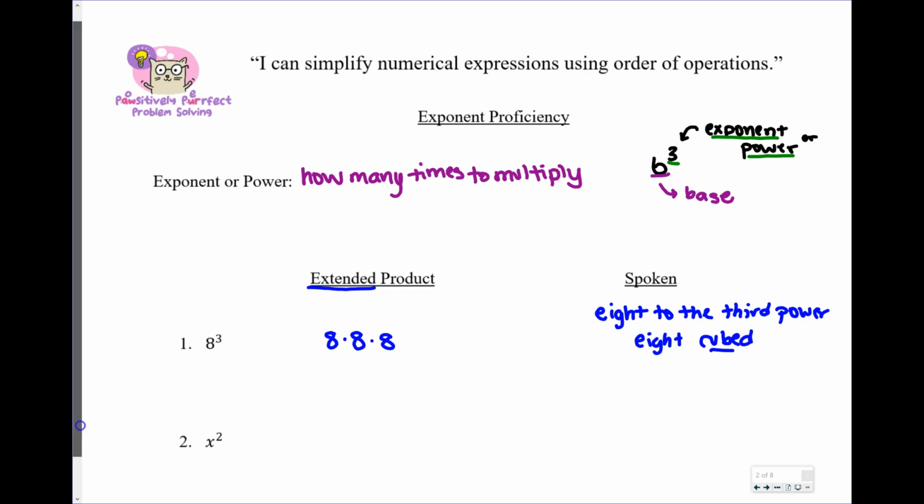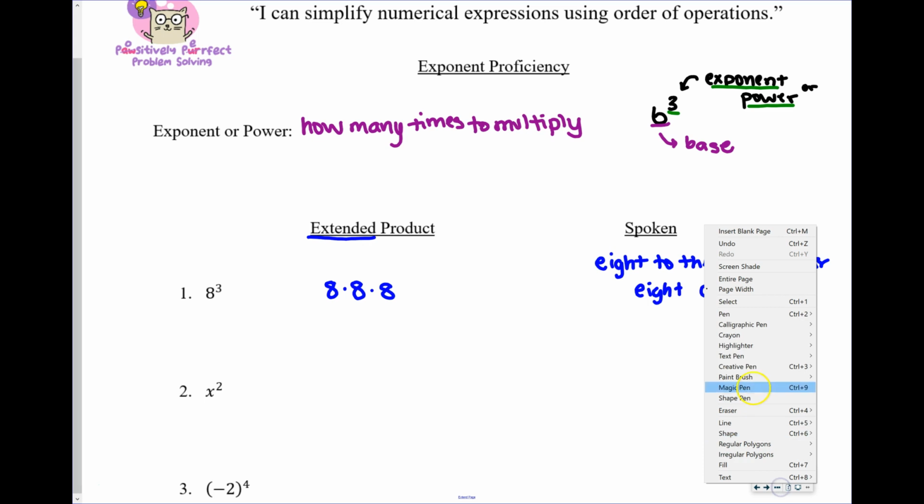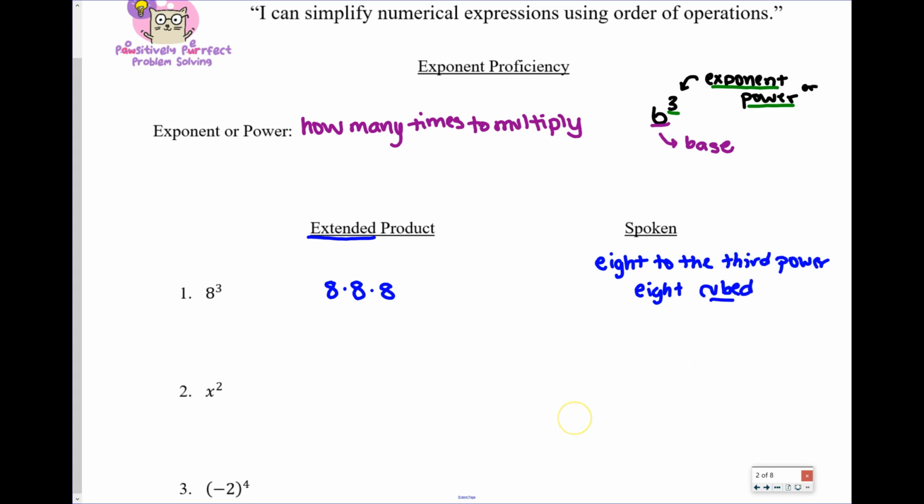Okay. The next one, x squared. Do not say x2. It is x squared, or you can say x to the second power. Language is important. Do not come up to me and say x2. I'm going to make you correct that. Extended, x squared means you're just multiplying x by itself. X times x. That's what squared means.